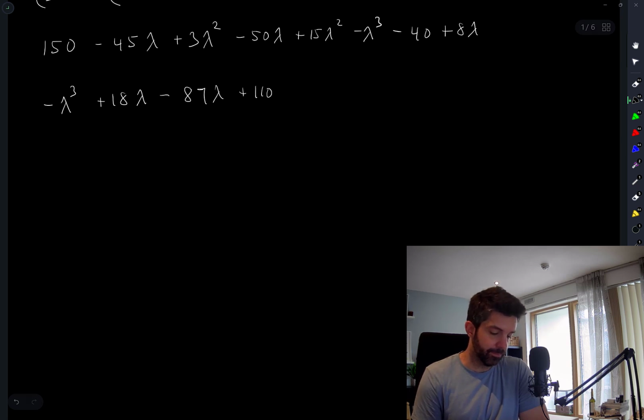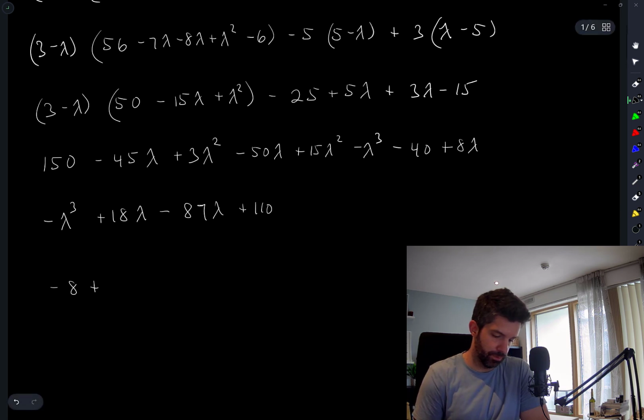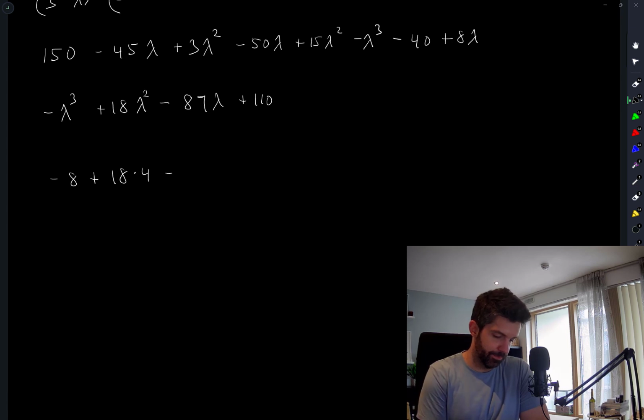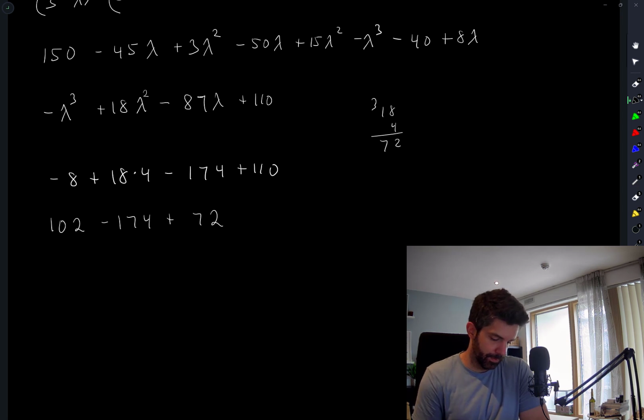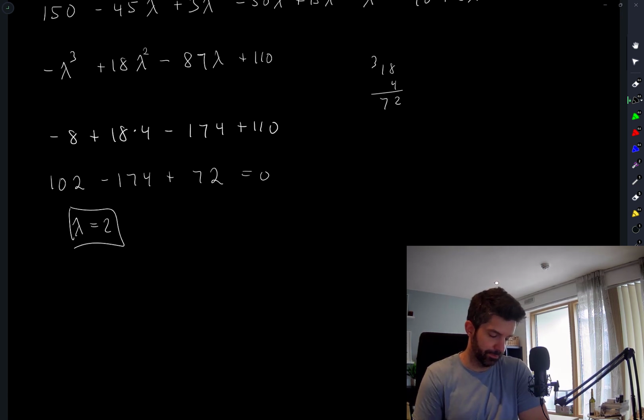Okay. So let's just evaluate this at the three values 2, 3, and 5. I think I'm missing a squared here. So this looks like it works. That equals 0. So lambda equals 2 works.